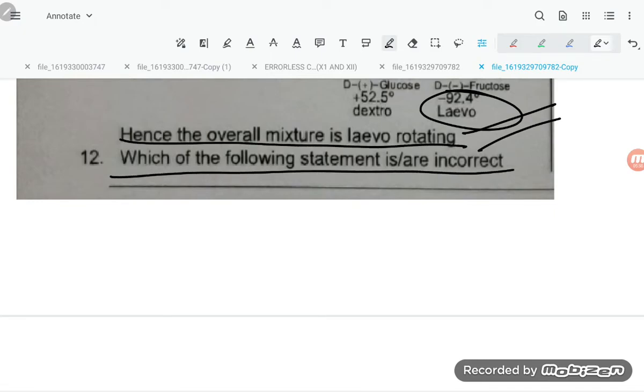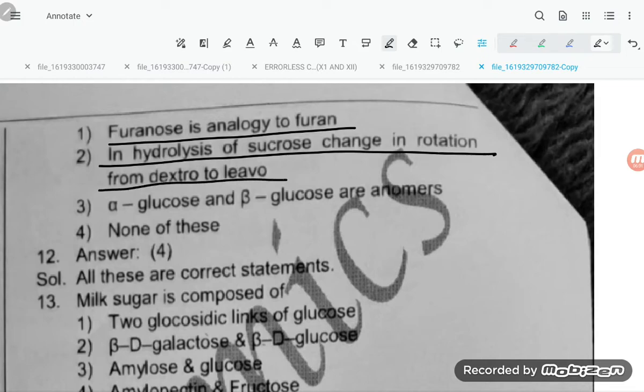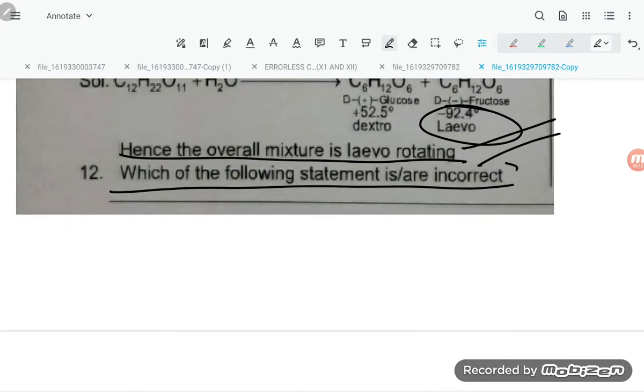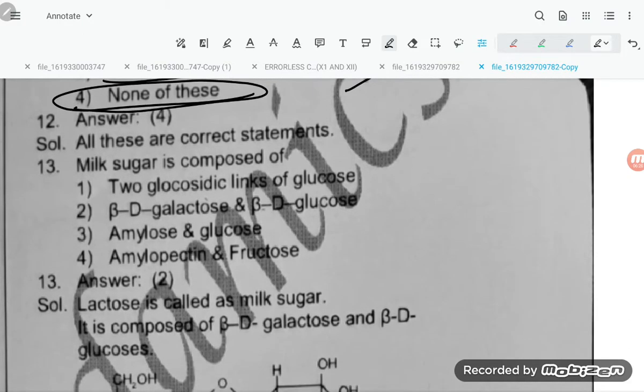Which of the following statements are incorrect? Furanose is analogous to furan. In hydrolysis of sucrose, the change in rotation is from dextro to levo. Alpha glucose and beta glucose are enantiomers. Okay, none of these. So the correct option is none of these, student, because they are asking for the incorrect statement but all are correct statements. Furanose is analogous to furan. Hydrolysis of sucrose changes rotation from dextro to levo. Alpha glucose and beta glucose are enantiomers. So all of these are correct statements.